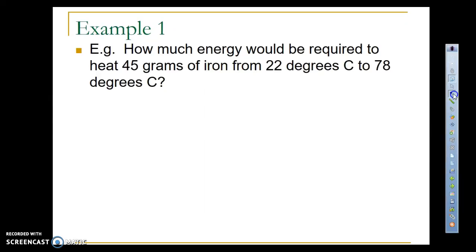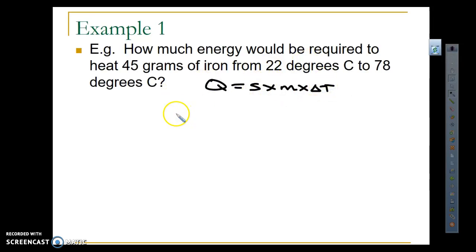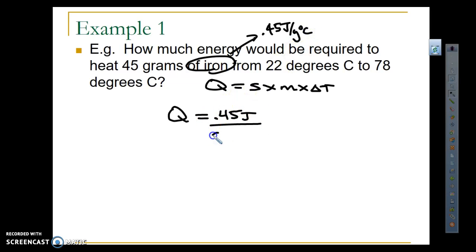All right, so quickly what I'm going to do is use this formula. It asks me how much energy is required, so it's going into the system. It's endothermic. I need to look up the specific heat capacity of iron, and it happens to be 0.45. It has nothing to do with this 45, it just happens to be that.